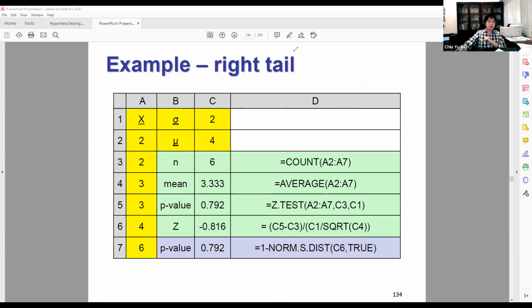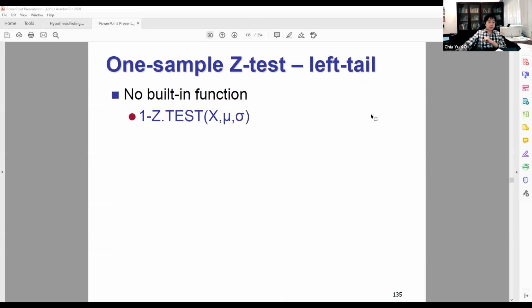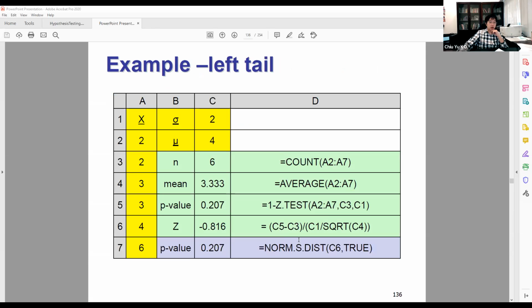Okay. And for the left tail they don't have it, you just do 1 minus, because the p-value on the left side and the right-hand side are complementary. That makes x, mu, sigma. And for the left tail, same thing, just 1 minus this guy, since it's just the left side. So I'm not going to repeat this one.